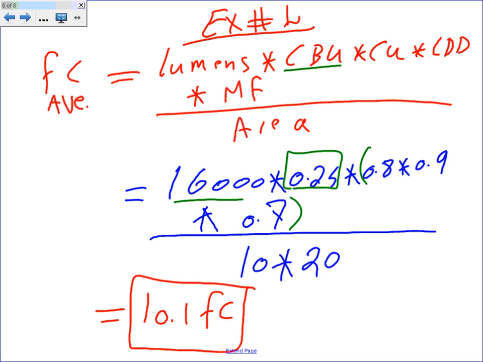Any question, guys, about this? Exactly like we did the horizontal. Now, the only difference is how to calculate the coefficient of beam utilization on a vertical surface. And I'm going to spare you the putzing around with it, and I'm going to give it to you.